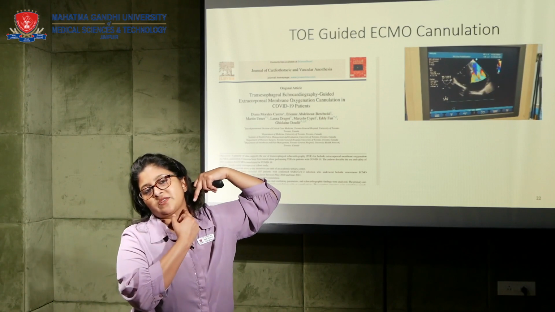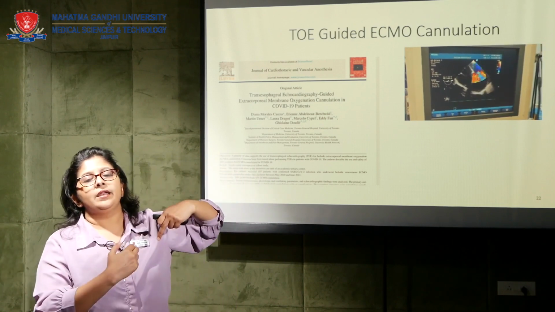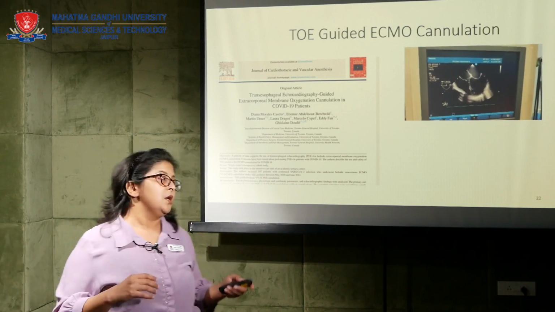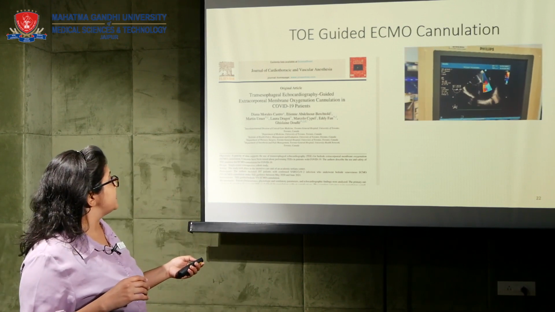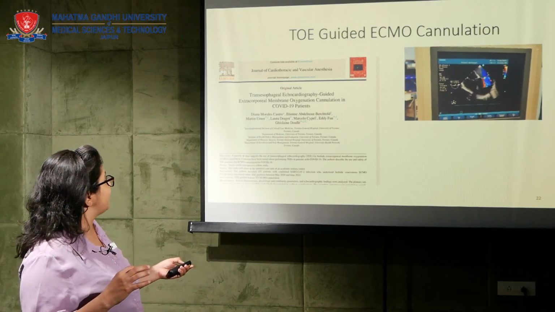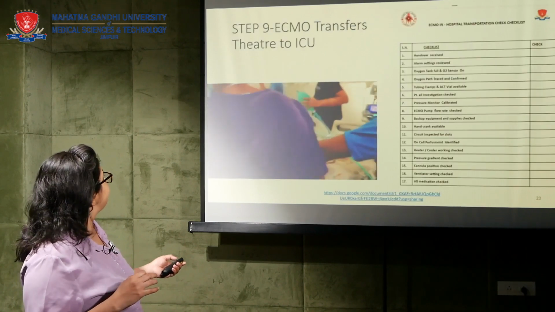So the RA-SVC junction and the RA-IVC junction, that is where we want to see the position of the cannulas. Under the TOE guidance, we see what the cannula positions are. These are the real-time videos again from our department, right?